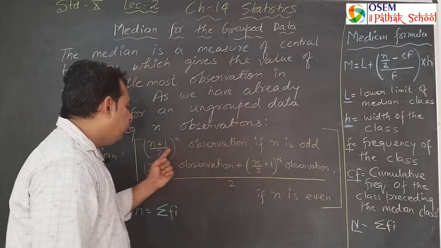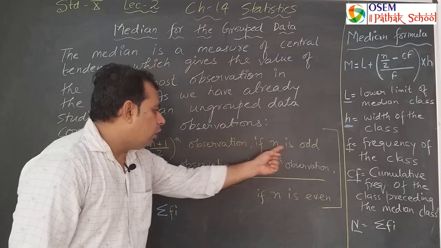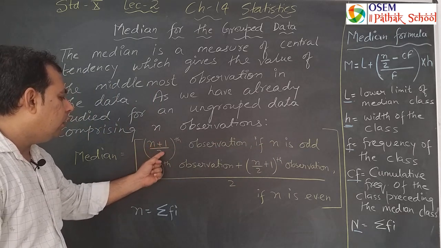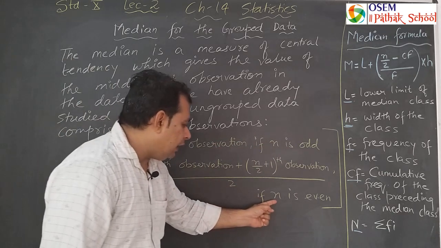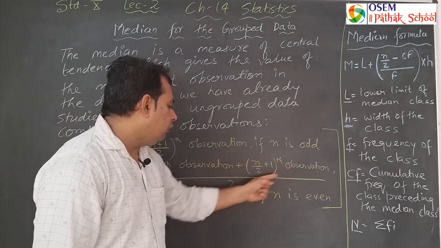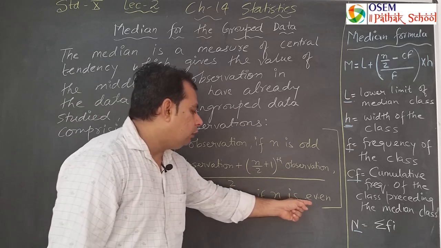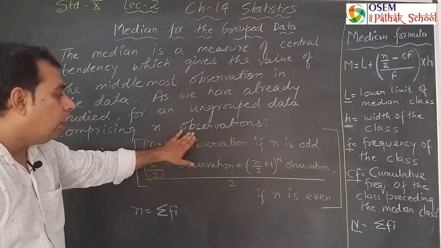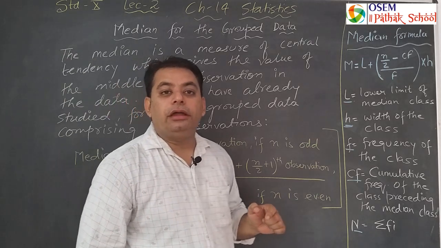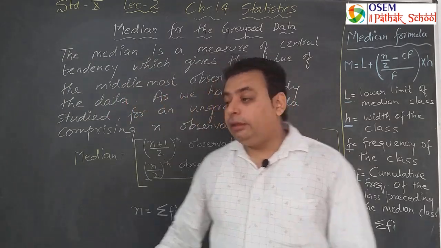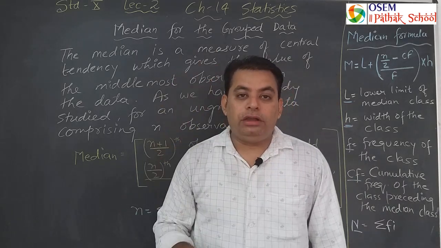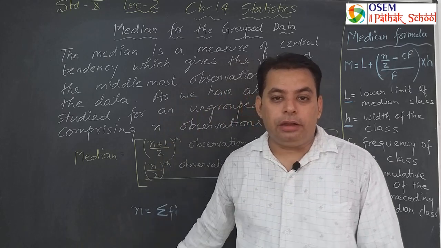I have written the formula over here. When the number of observations is odd, it is the n plus 1 upon 2 th observation, and when n is even, the average of the n by 2 th and n by 2 plus 1 th observations. So we get the median, but that is for ungrouped data. Now we have to use it for grouped data. Here n means the total of the frequency table. The total of the frequency will be the n part.